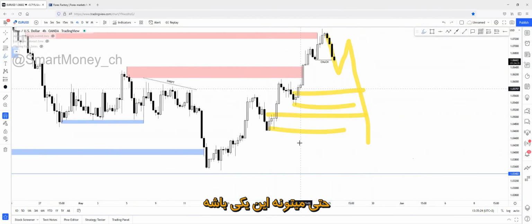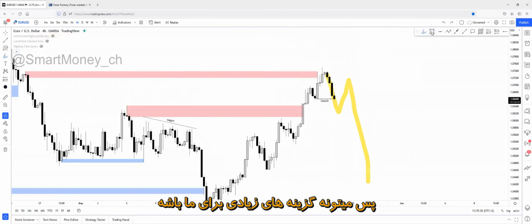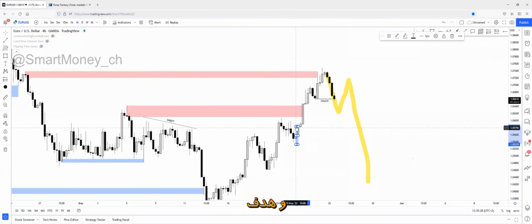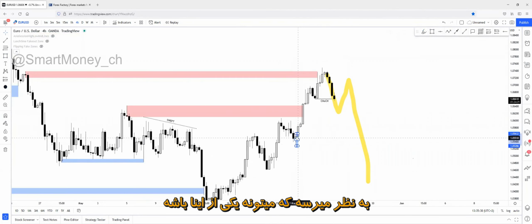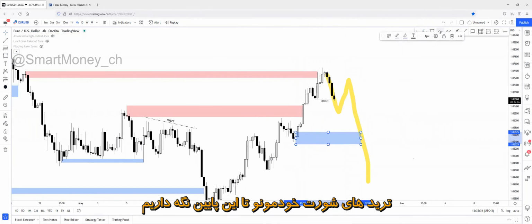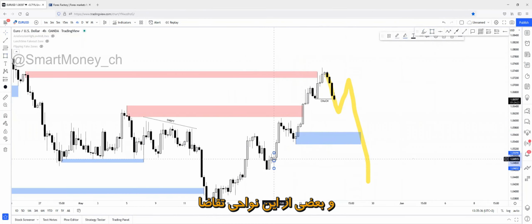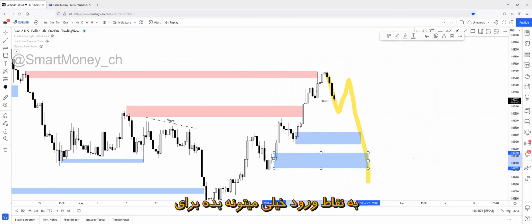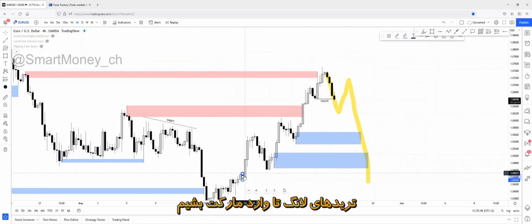Could be this one also. So there are several options for us to choose from and to target. More likely, some of these demands will be able to hold price, and we'll be able to hold the shorts down to these demand areas. And some of these demand areas will give us a good entry opportunity on the long side to enter in the market.